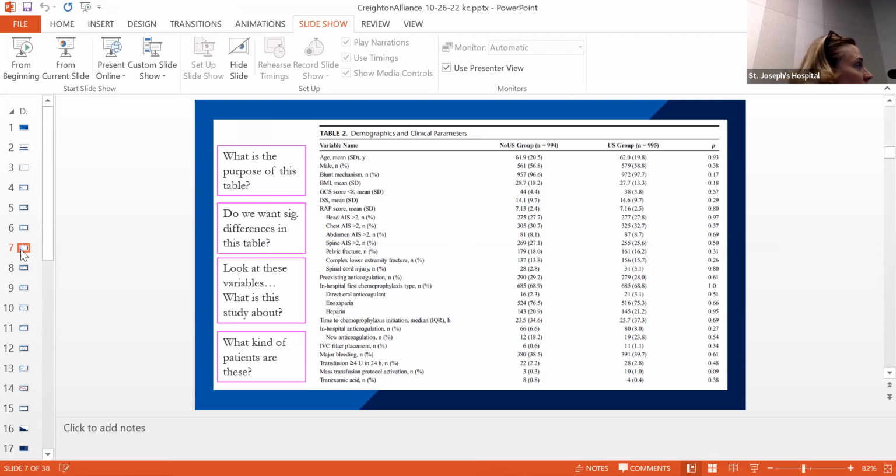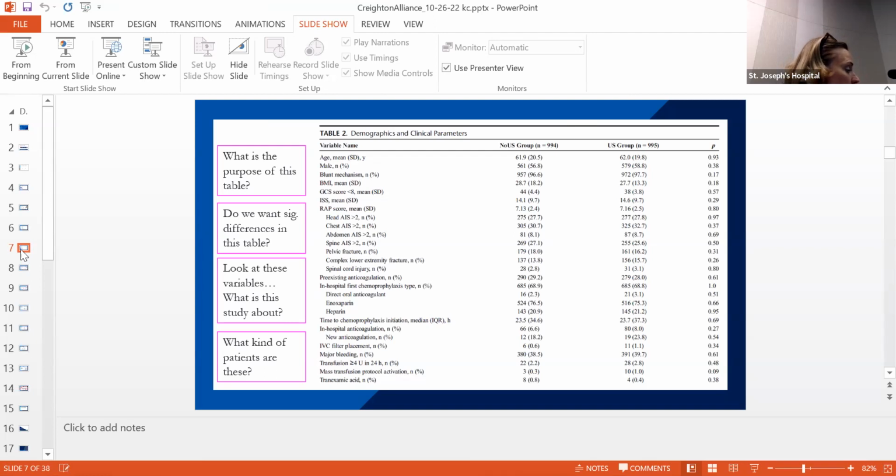In a table like this, we want to confirm that our groups are equal before the study starts. So in a randomized control trial, our p-values should all be above 0.05 at the beginning of the study. And so here, there's no difference between groups in age, gender, injury type, BMI, GCS.